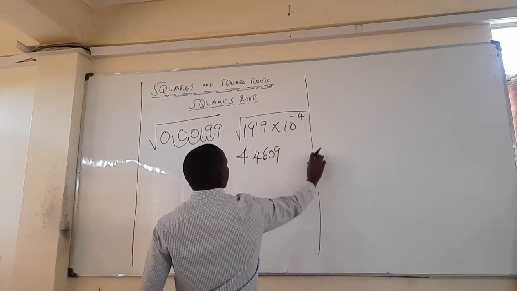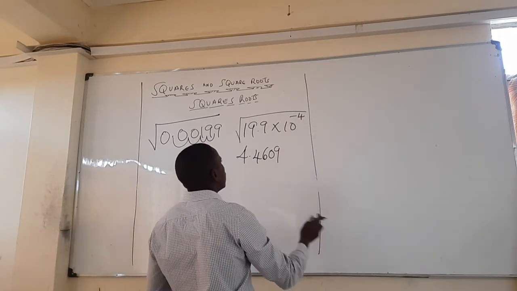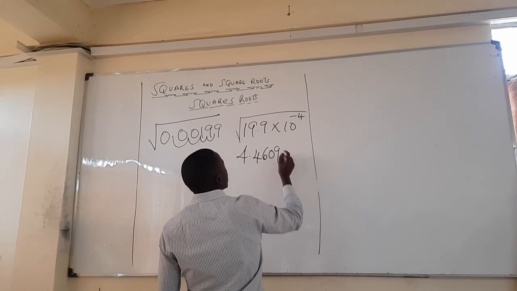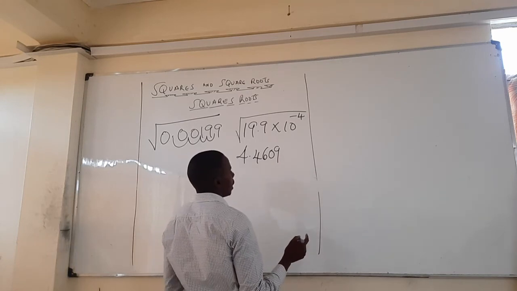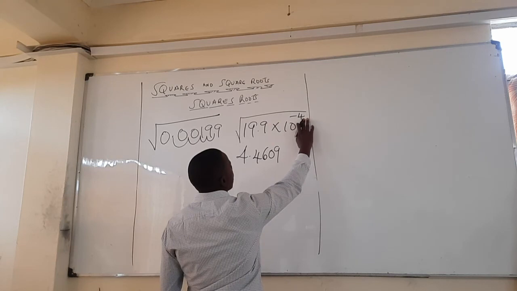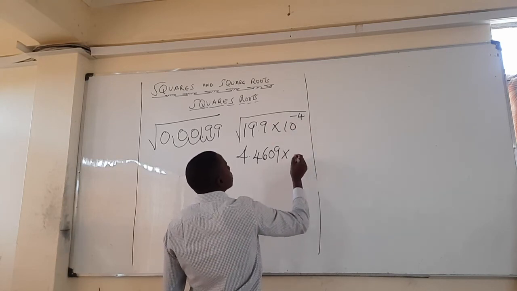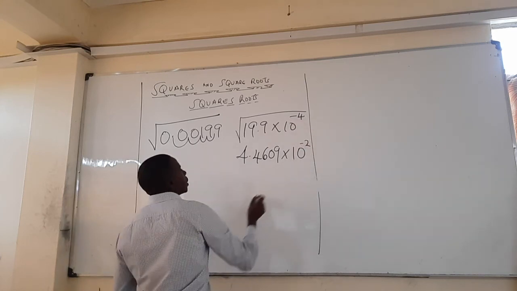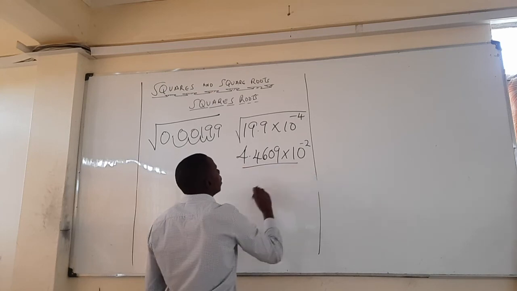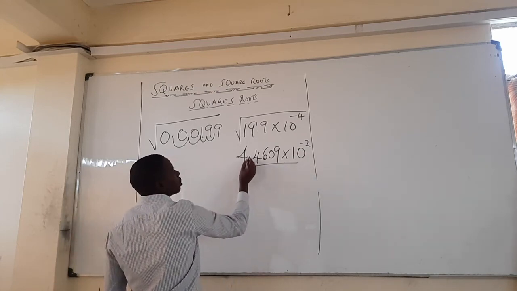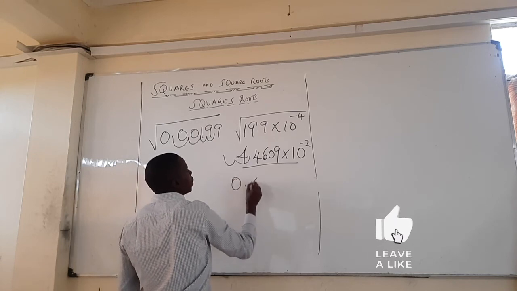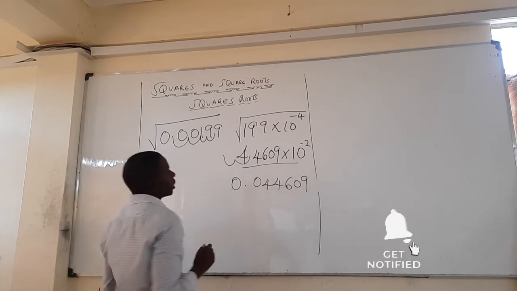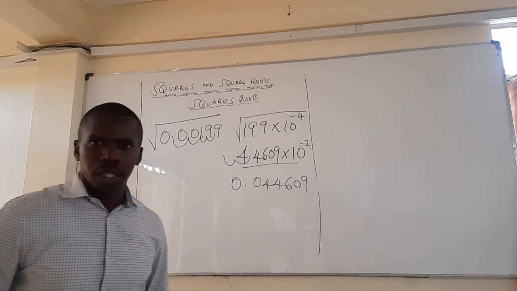For the square root of that number, we said you divide the power by 2. That's why we need to write the number in such a way that the power is an even number, so that it can be divisible. So 10 power negative 4 divided by 2, you get negative 2 there. Of course, you can leave your answer like that, or you multiply by 10 to the negative 2, and you get 0.044609. So that's how you go about that.